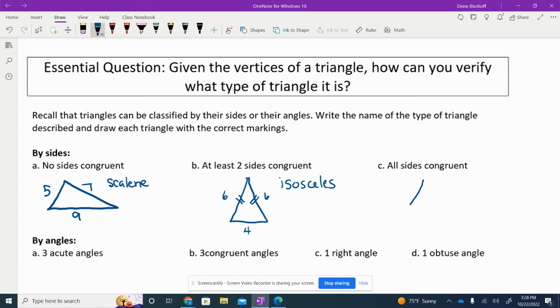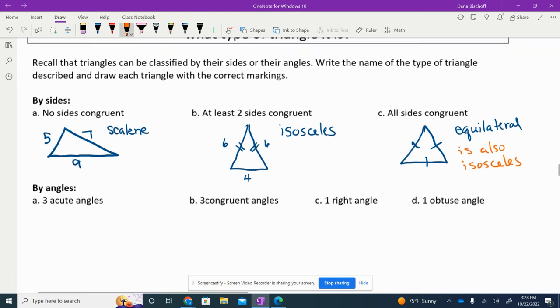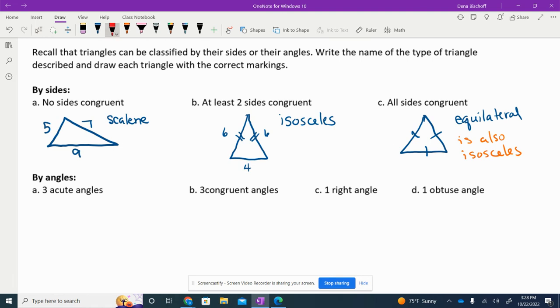And then if all three sides are congruent, all three sides, this is called equilateral. So I'm going to say something that might be weird, but an equilateral triangle is also, by definition, isosceles, because the definition for isosceles is just at least two sides are congruent. Okay? So now let's look at naming triangles by their angles.